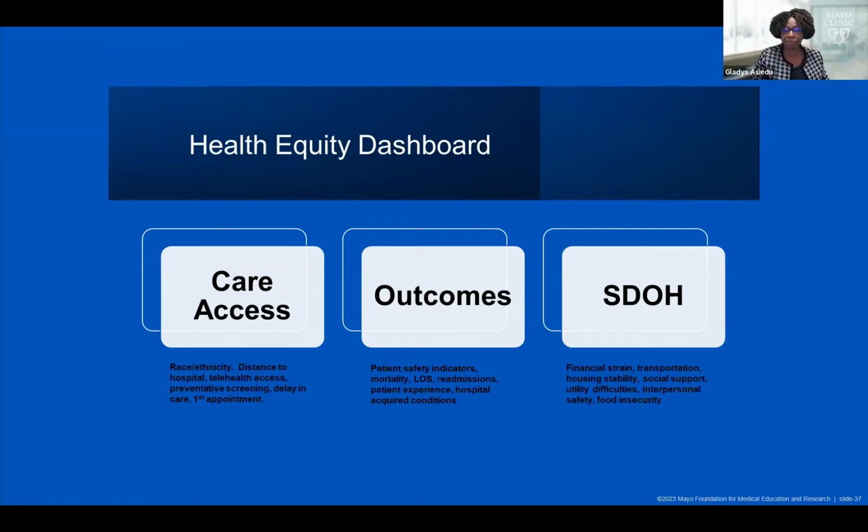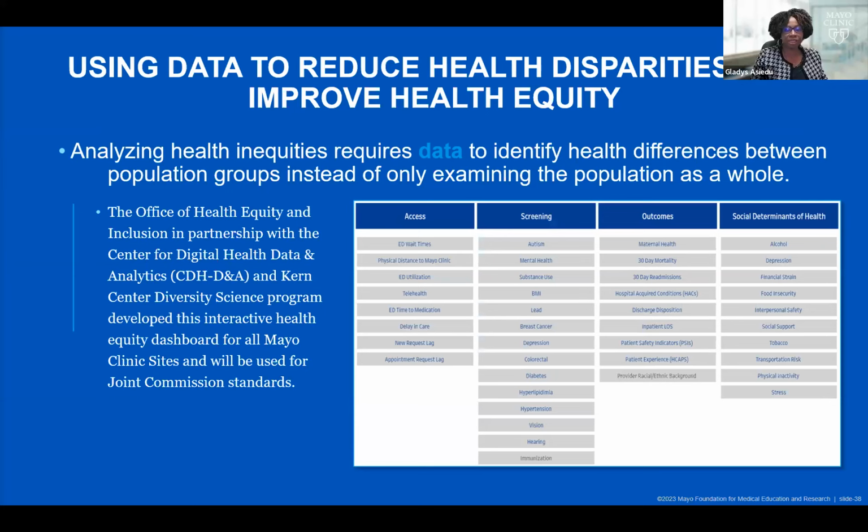So we tried to engage leaders across the clinic to review these measures used in the dashboard to make sure we were not missing anything for these processes. So, using data to reduce health disparities speaks to the same aspect of analyzing our health inequity data to identify these health differences between population groups.